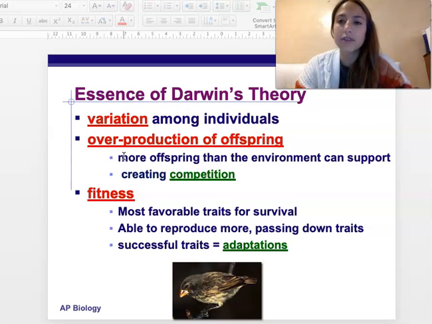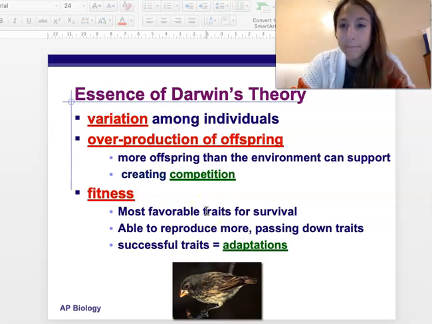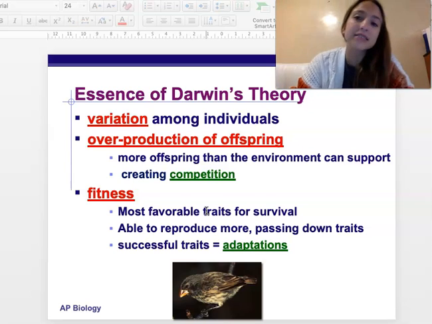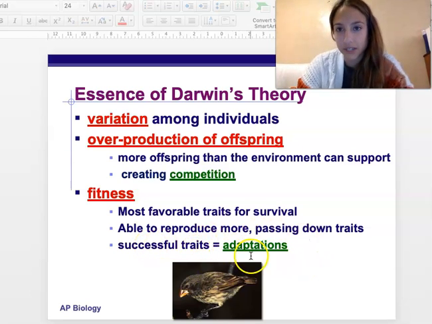This idea of the survival was called fitness. So most favorable traits for survival, able to reproduce more, passing down these favorable traits. So successful traits will equal adaptations. So this fitness is simply a favorable trait that allows an organism to survive past reproduction and pass his or her own successful traits towards other generations, creating adaptation. Okay.